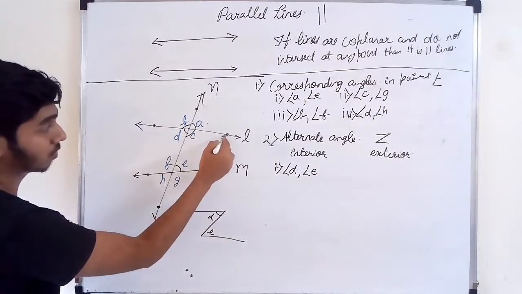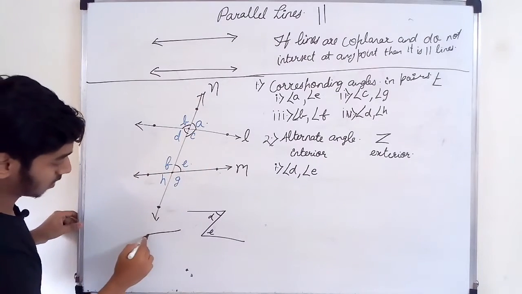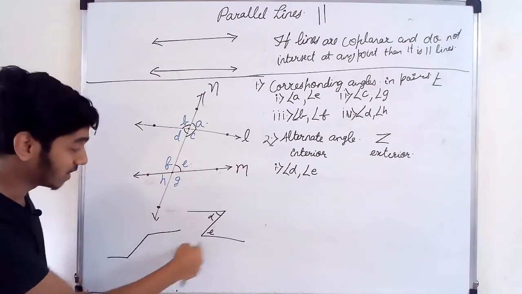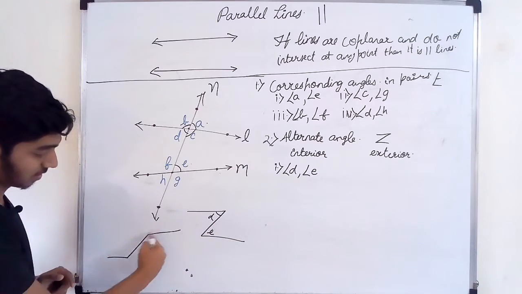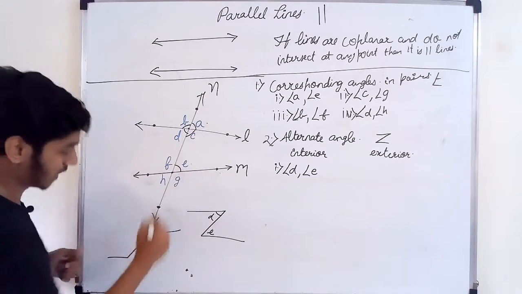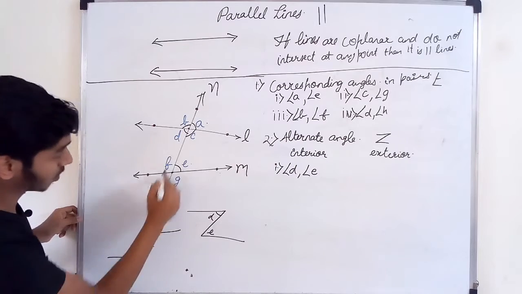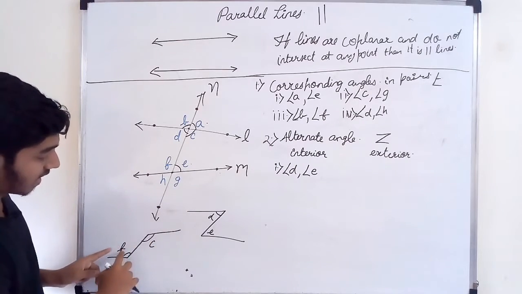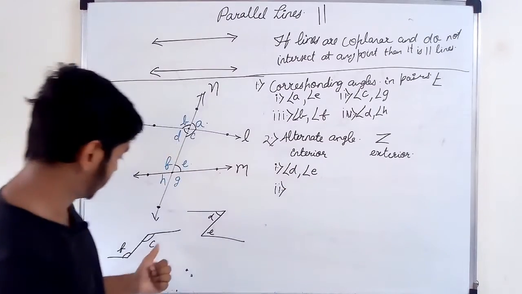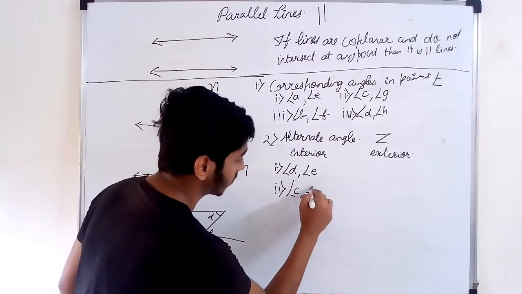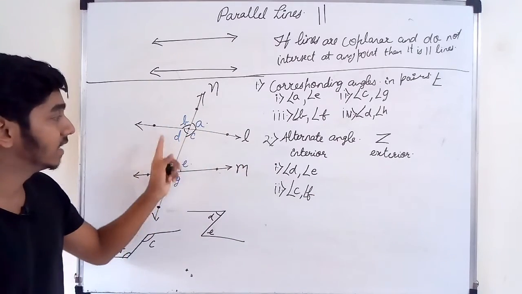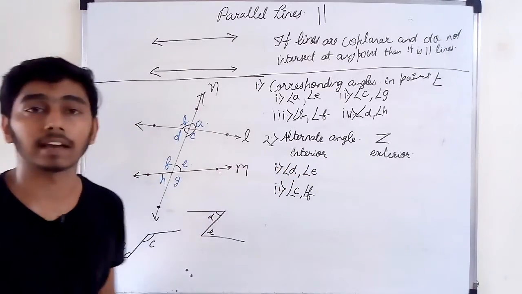Can we say any other? We can say for this also. See, this is not looking like Z, but yes, if you shift it like this, it's somewhat like Z. So we can say this is C and this is F. So C and F, they are also alternate angles. Now we took C, F and D, E as interior alternate angles.